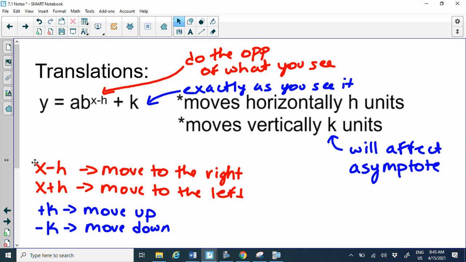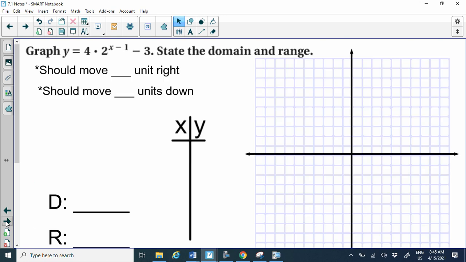Now we're going to go ahead and graph where we do have translations. Okay, we're going to graph y equals 4 times 2 to the x minus 1 power, minus 3, and then state the domain and range.